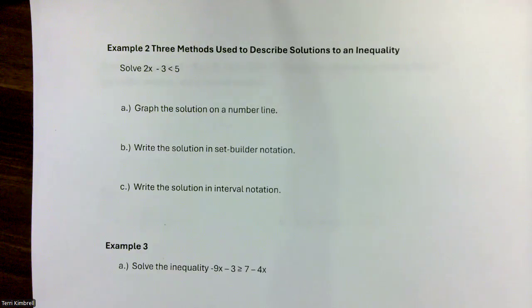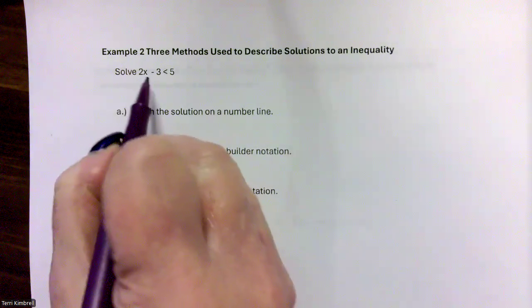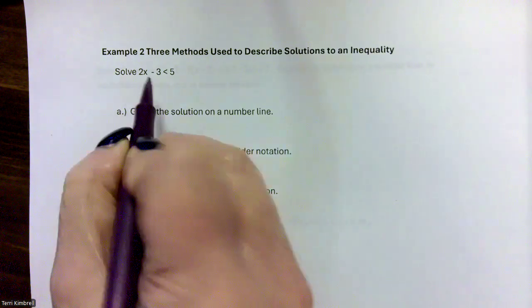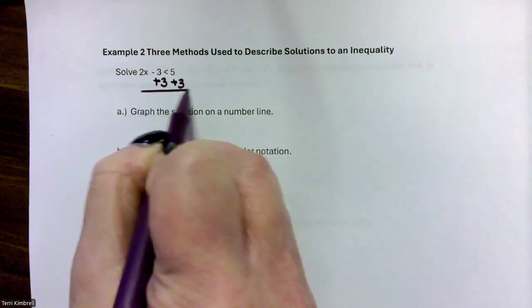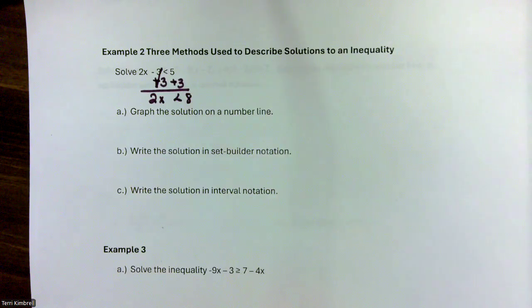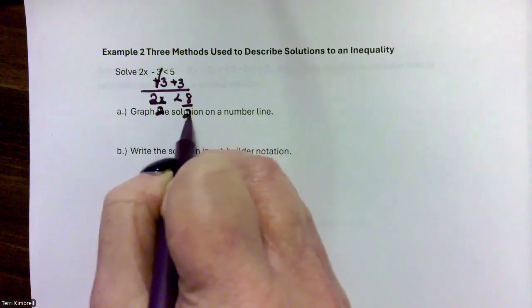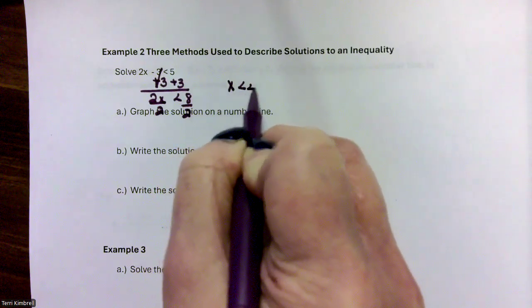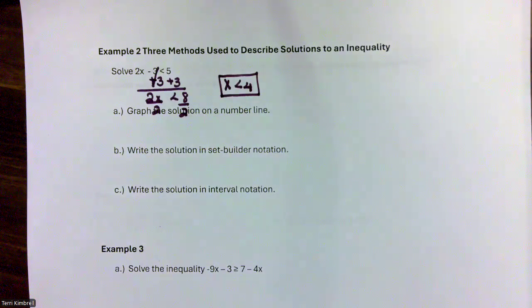So now we're getting to where we're going to solve some inequalities. So remember, we're going to isolate the x. So we're going to add 3 to both sides. And we come up with 2x is less than 8. Then we're going to divide by 2 and get x is less than 4.